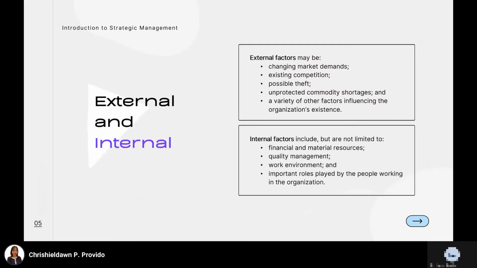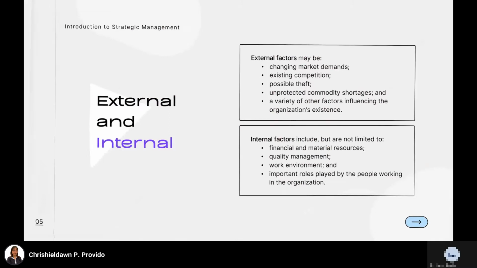These factors include financial and material resources, quality management, work environment, and important roles played by the people working in the organization. Only a well-designed strategy for ensuring a successful way to market targets, and the ability to quickly adapt to changes in the environment, guarantee the success of the organization.